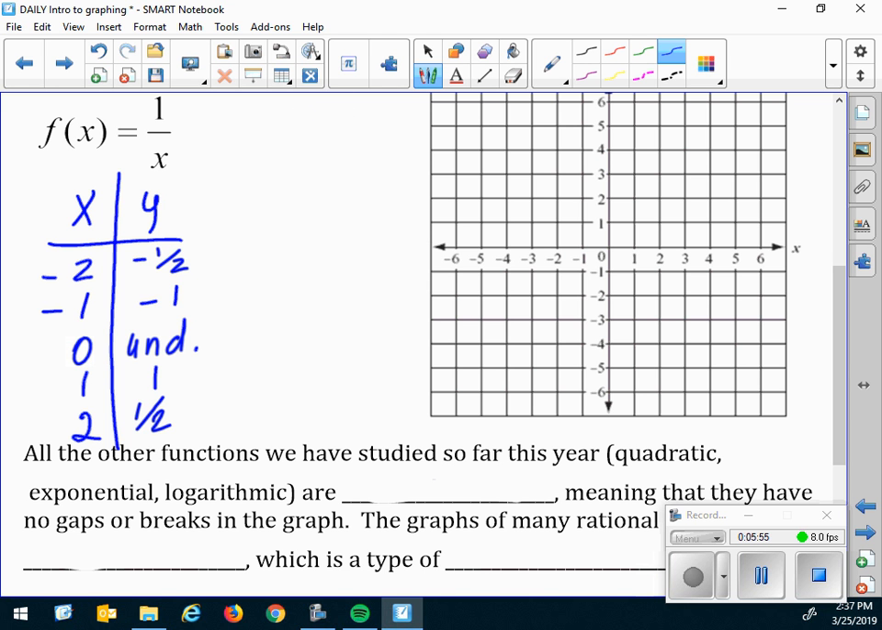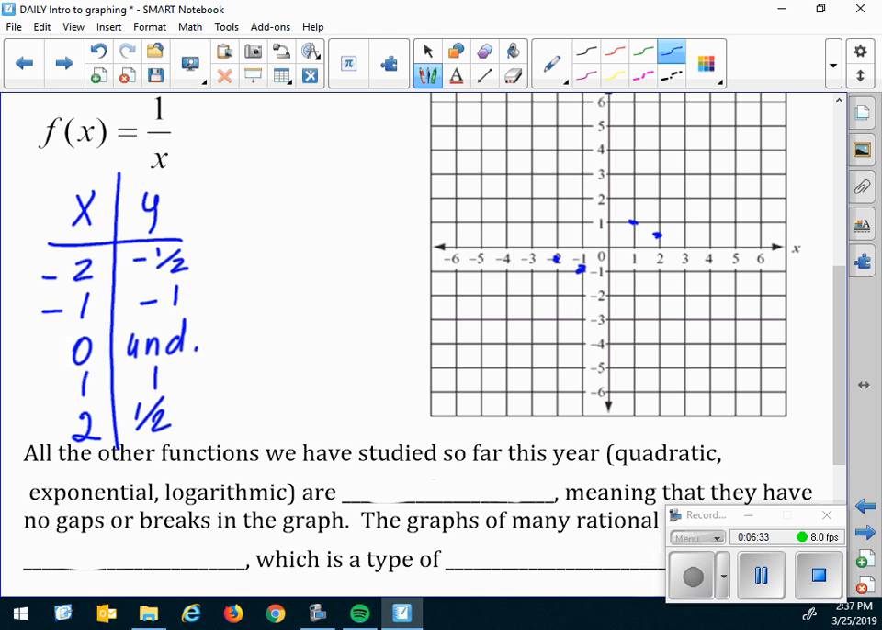Now let's go plot those. So I've got -2, -1/2. You're plotting them, right? Now, 0 undefined. Here's what that means. When x is 0, there's no y value. So I don't do anything at this point. Now, 1, 1, 2, 1/2. That looks funny.